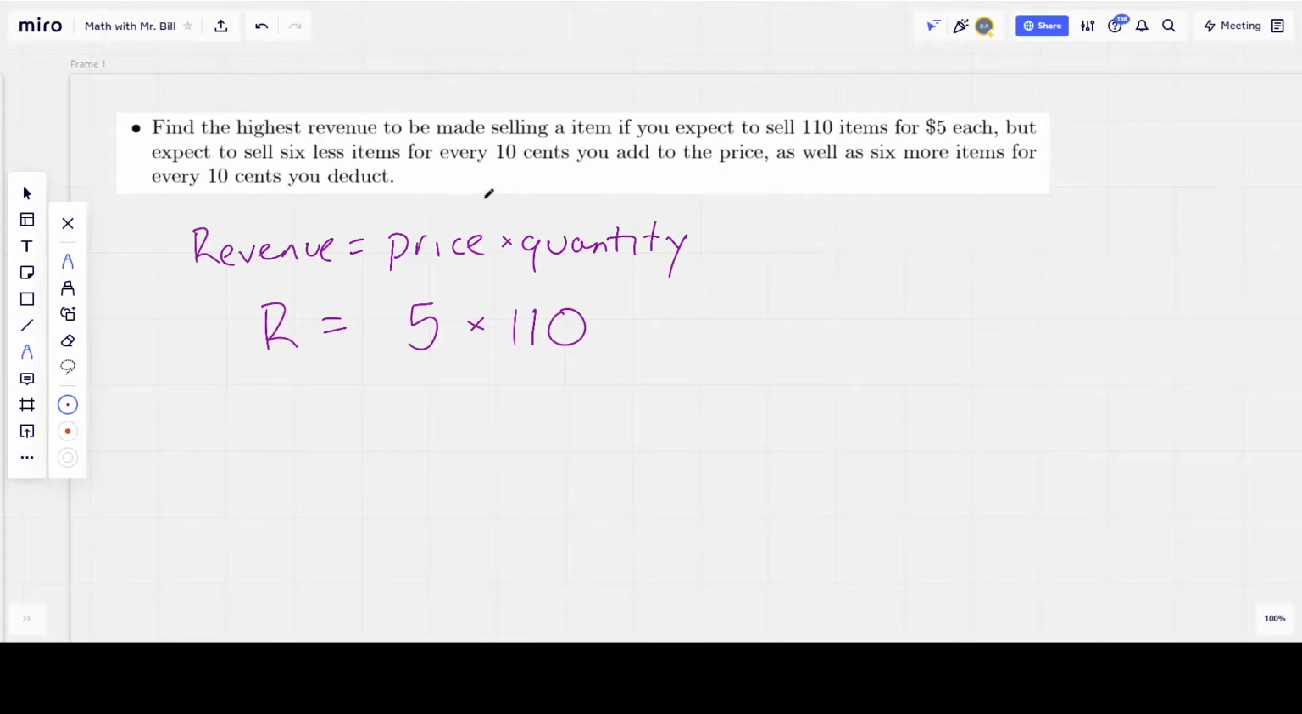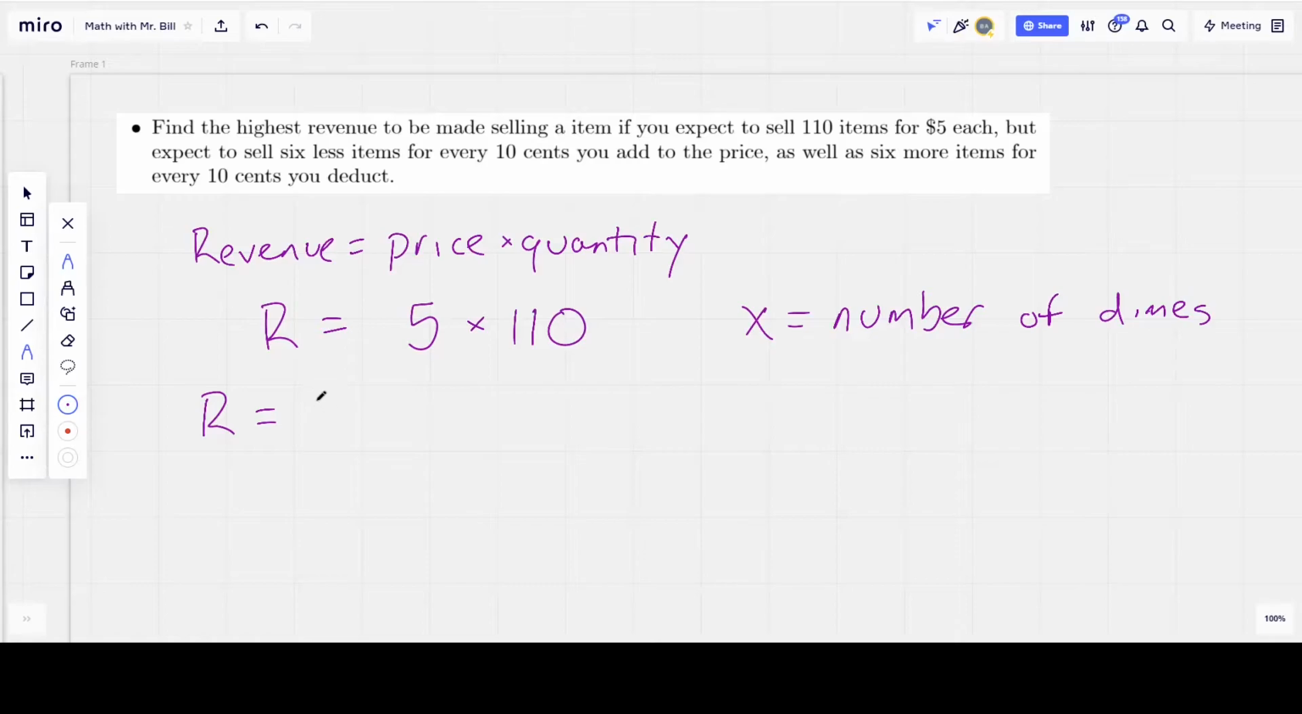But if you raise your price or you lower your price, you'll be able to sell more or less. And sometimes that means you can make a little more money or a little less money. So we're told that we can expect to sell 6 less items for every 10 cents you add to the price. So I'm going to say that x is equal to the number of 10-cent increases. So the number of dimes, essentially. And let's see what that ends up looking like. Now, let's find revenue in terms of increasing or decreasing the number of dimes.